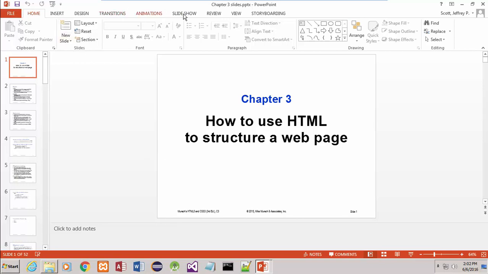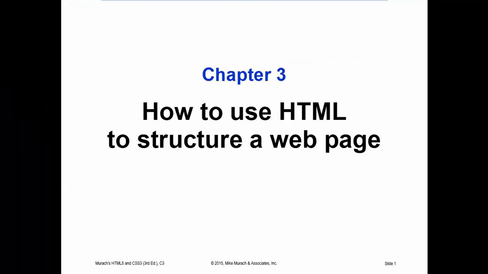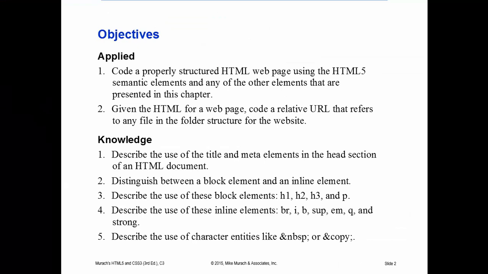And as we start to take a look through here, we want to code a properly structured HTML page using the HTML5 semantic elements. Semantic meaning that they have meaning, for lack of better words, and any of the other elements that are presented in the chapter. Given the HTML for a web page, code a relative URL that refers to any file in the folder structure for the website.